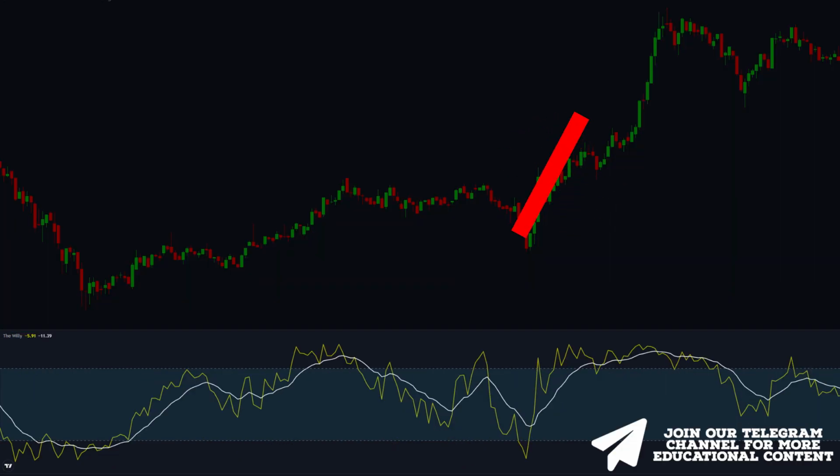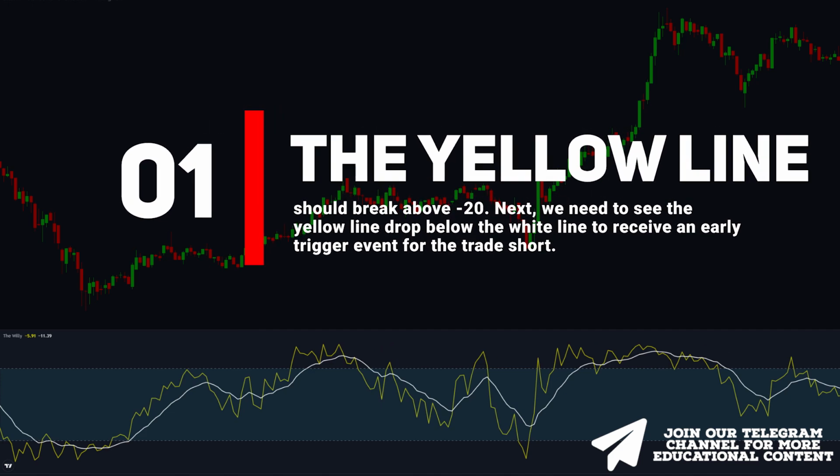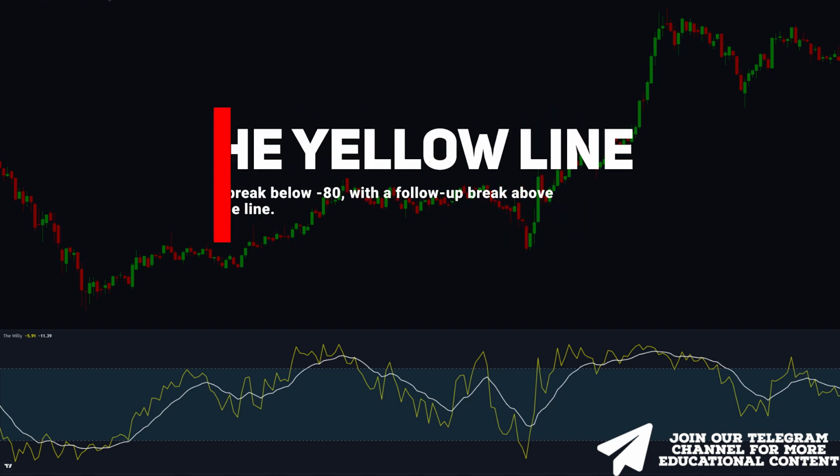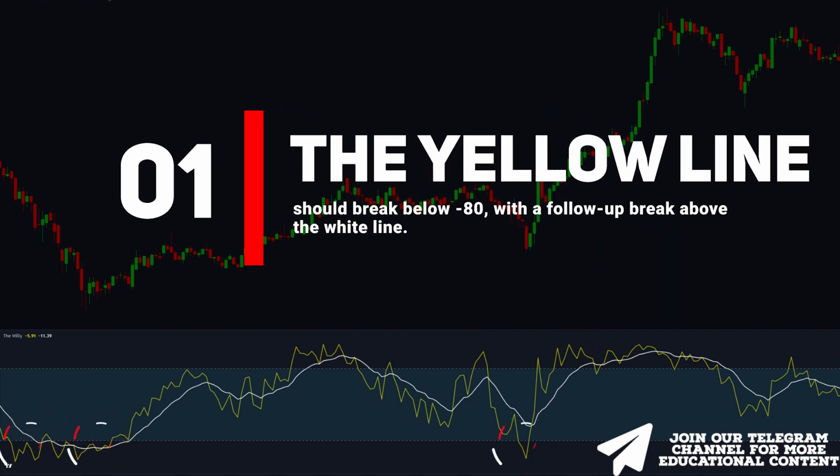First of all, we should wait for the yellow line to break above -20. Next, we need to see the yellow line drop below the white line to receive an early trigger event for the trade short. Consequently, we want to see the yellow line break out below the -80 with a follow-up break above the white line to confirm our bullish conditions.